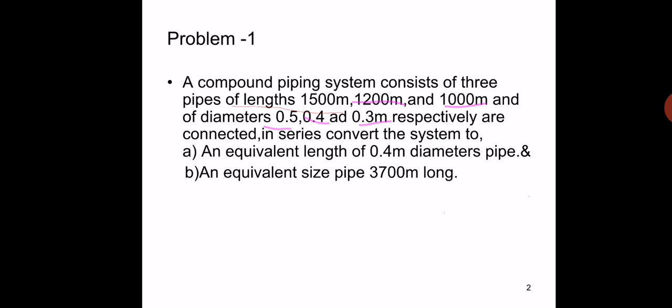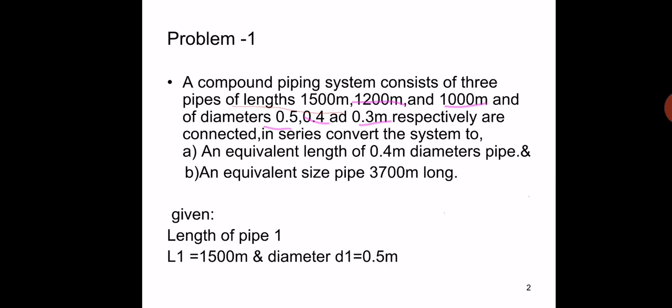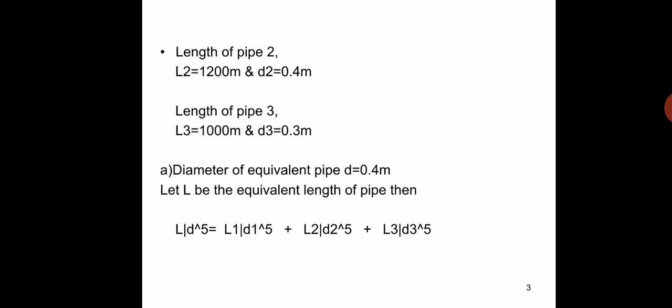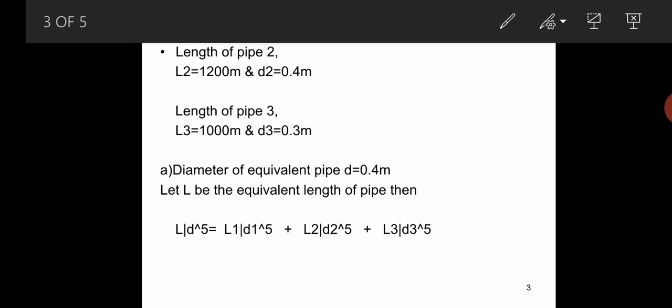So let's go for the solution. Here we have to write the given data. L1 is equal to 1500 meters and D1 is equal to 0.5 meters. L2 is equal to 1200 meters and D2 is equal to 0.4 meters. L3 is equal to 1000 meters and D3 is equal to 0.3 meters. First, for part A, the diameter of the equivalent pipe is given as D equal to 0.4 meters. Let L be the equivalent length of the pipe. Here we have to calculate the capital L value.